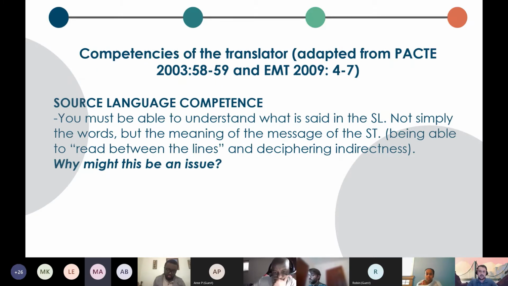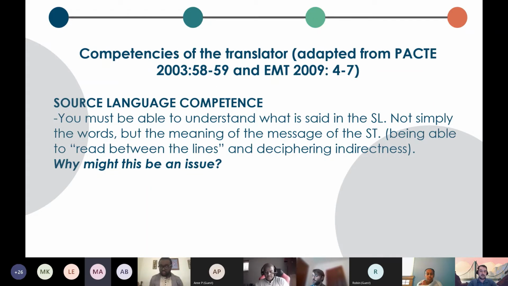Somebody, I don't remember who, mentioned that the most important thing is understanding the text that we are reading. This is, of course, central to translation. You must be able to understand what is said in the source language, in the source text. Not just the words, but of course, what is behind the words. Because that is important in transferring the message from the source text to the target text.